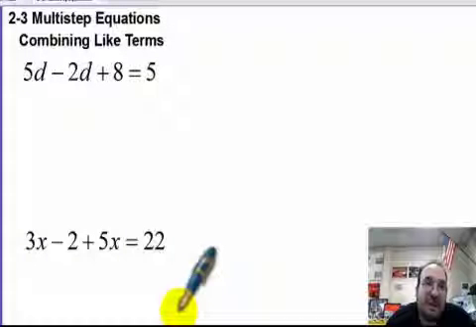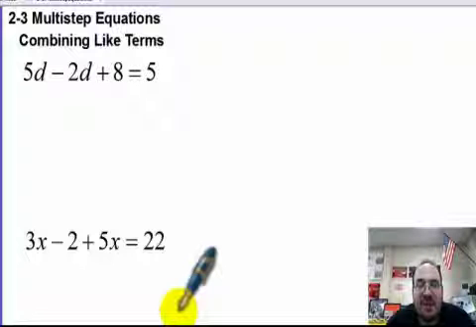Okay, we're going to talk about solving multi-step equations now, and these are the kinds of things that we do in pre-calculus sometimes, and sometimes the juniors and seniors actually struggle with this a little bit.